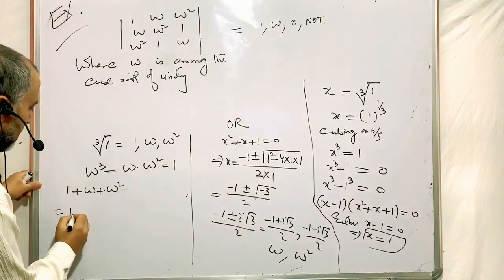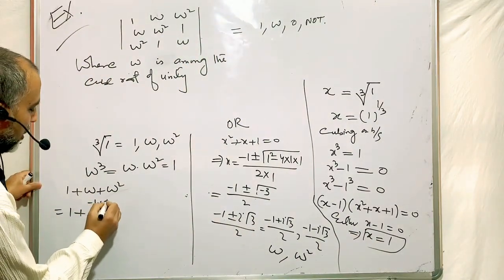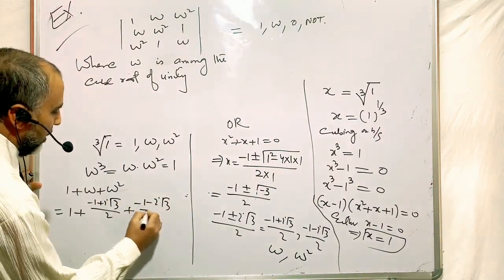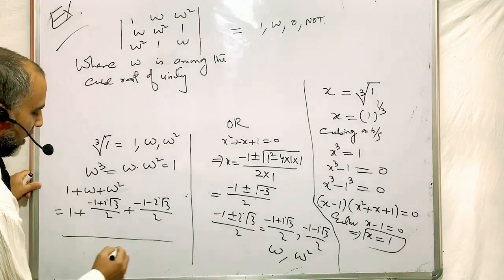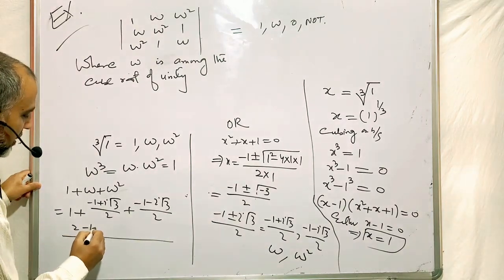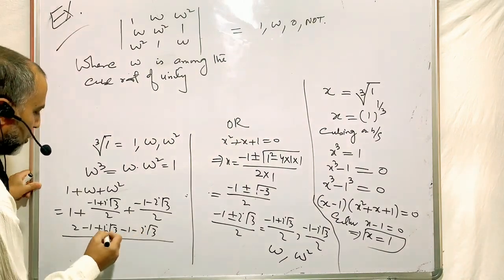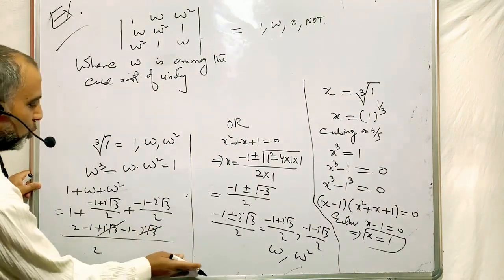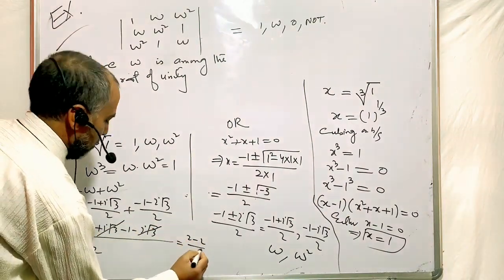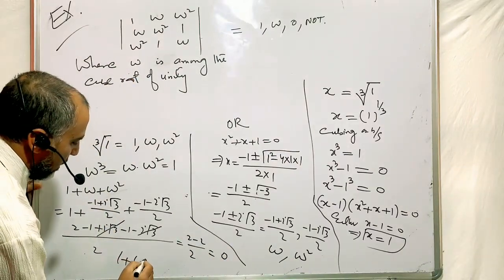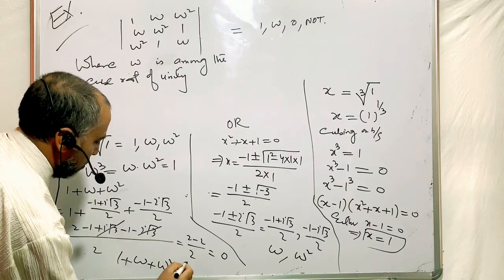You see, 1 plus minus 1 plus iota under root 3 by 2 plus minus 1 minus iota under root 3 by 2. What is the LCM? LCM is 2. 2 minus 1 plus iota under root 3 minus 1 minus iota under root 3. This and this cancel. 2 minus 2 is equal to 0. You got 1 plus omega plus omega square is equal to 0.